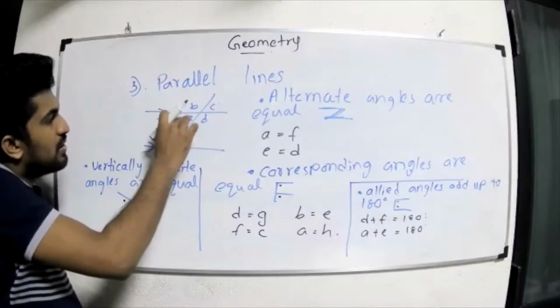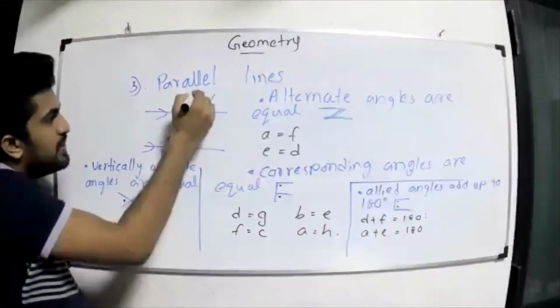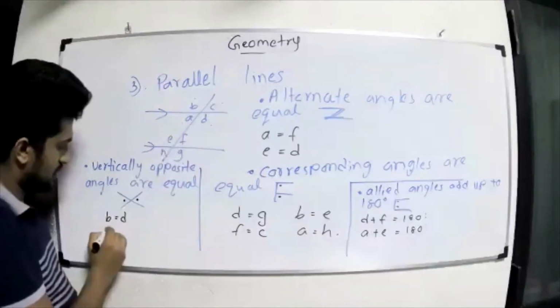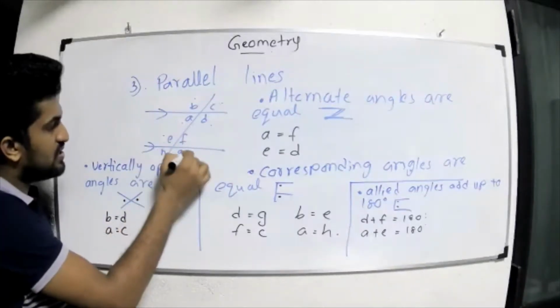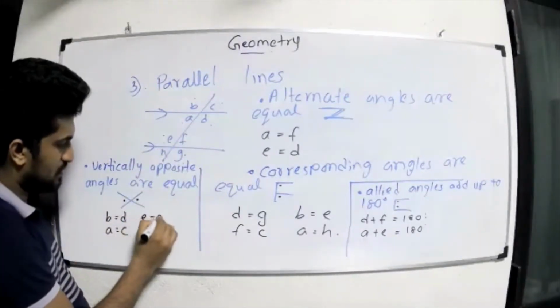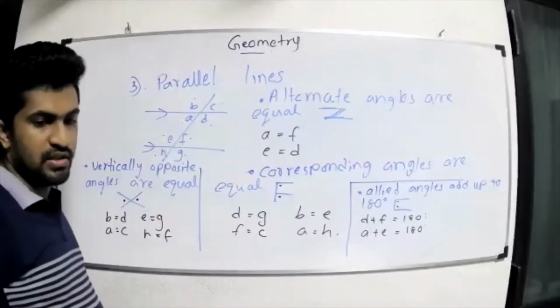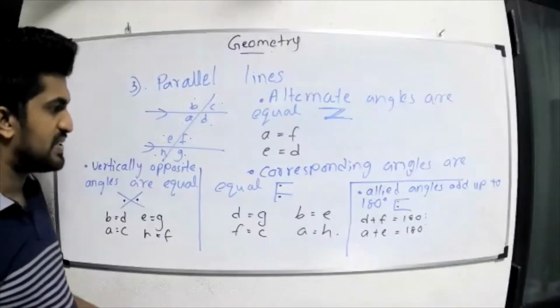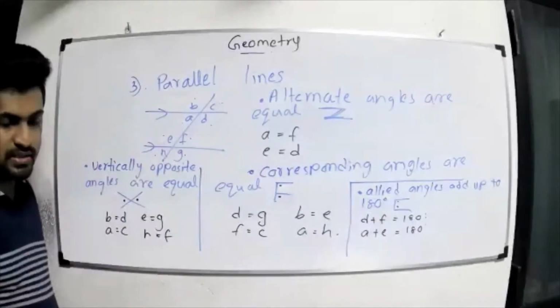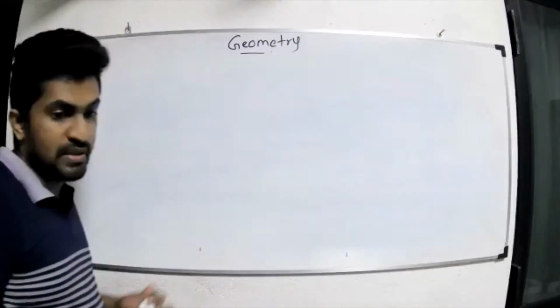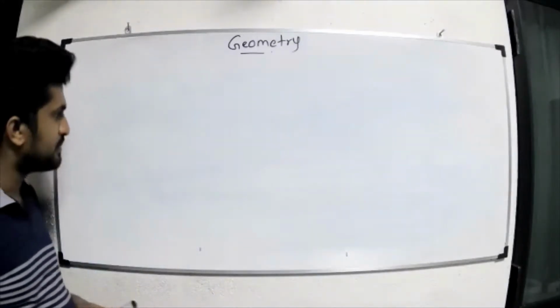From the figure, we can say B and D are equal, A and C are equal, E and G are equal, H and F are equal. Those we call vertically opposite angles. Please copy this. Let's cover this quickly.